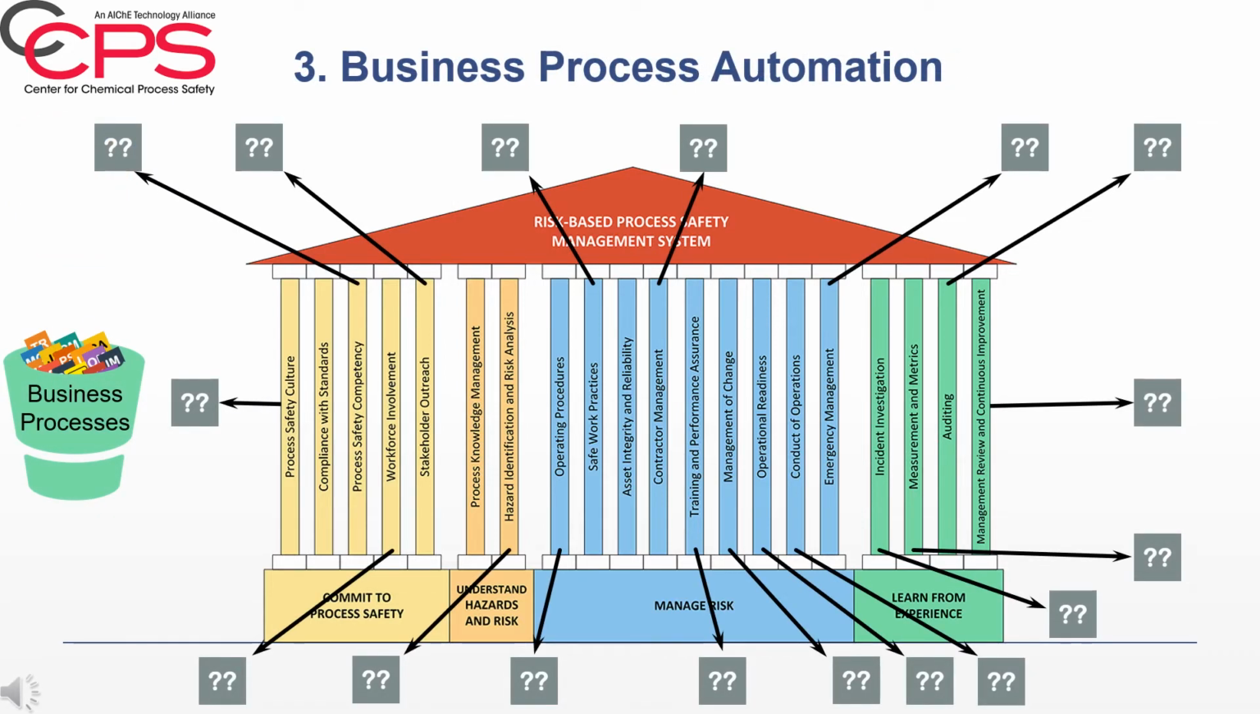And third, it's the business process automation bucket. That's of course where the FACILEX suite comes into play, because we can handle all the business process automation requirements of risk-based process safety. There are over 25 FACILEX applications, but only 14 of them are needed for risk-based process safety, since some apps satisfy several requirements.